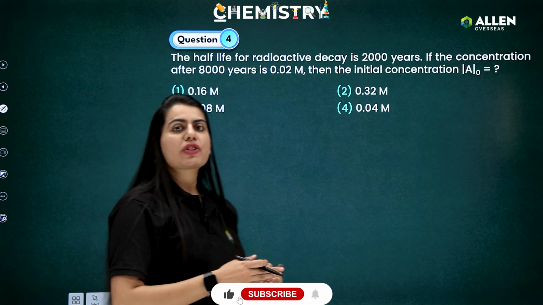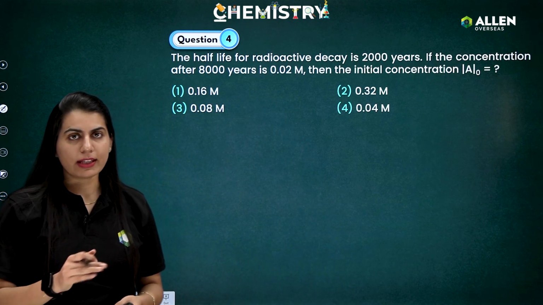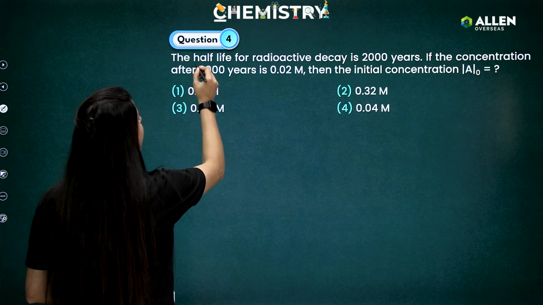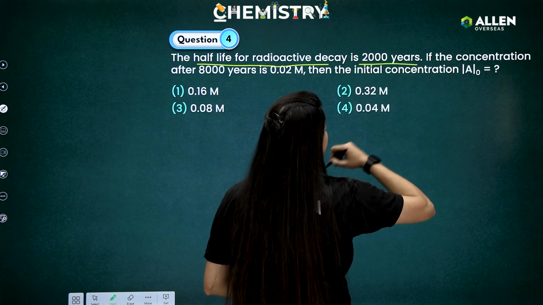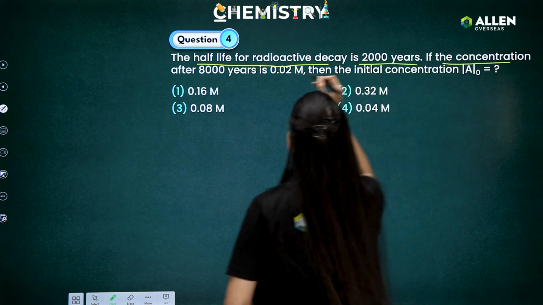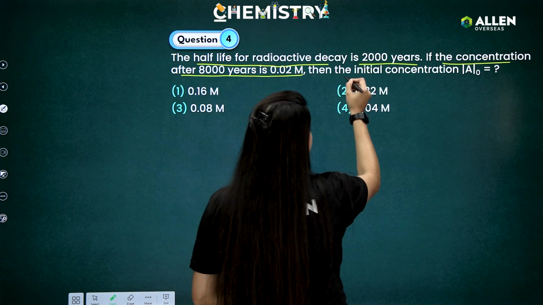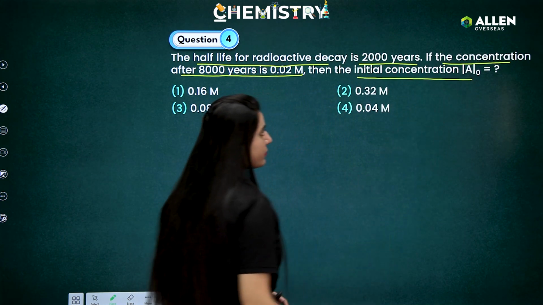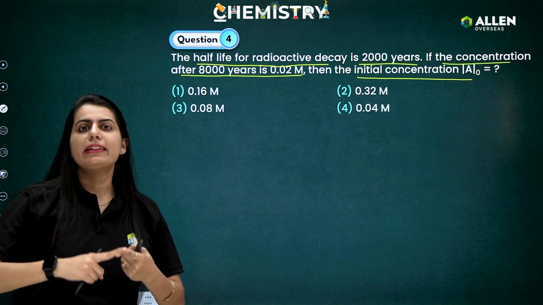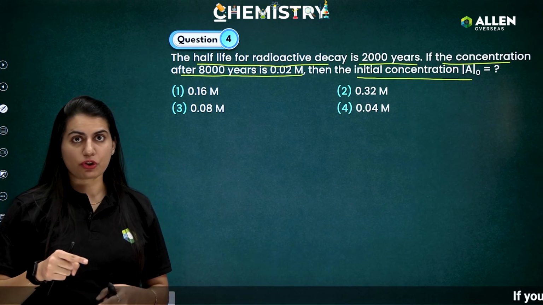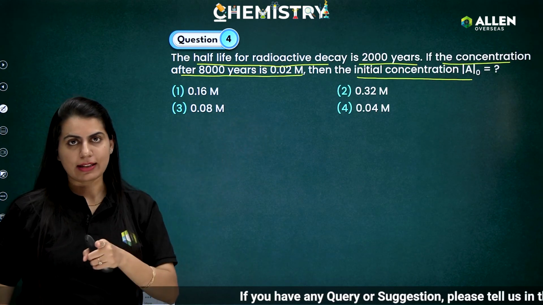So any such question related to radioactivity, my dear students, is first order. Now let's understand. They are saying that the half-life for radioactive decay is 2000 years. If the concentration after 8000 years is 0.02 molar, then we need to find the initial concentration. We will be using the integrated rate law expression for the first order, and using that we will actually be getting the initial concentration.